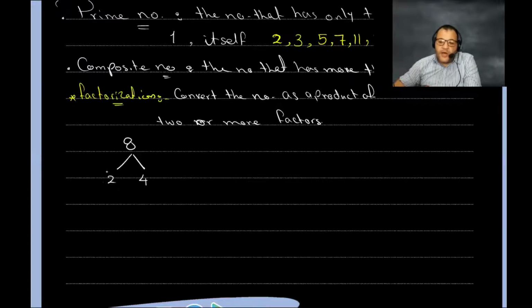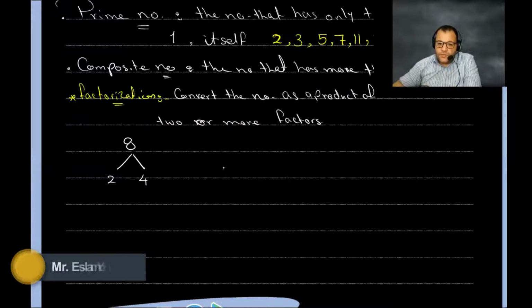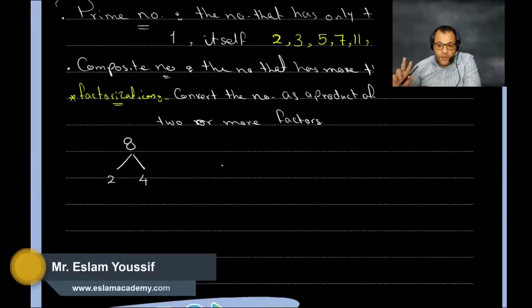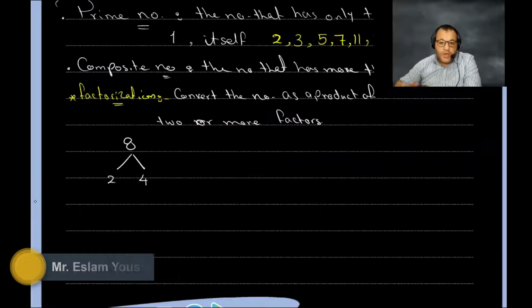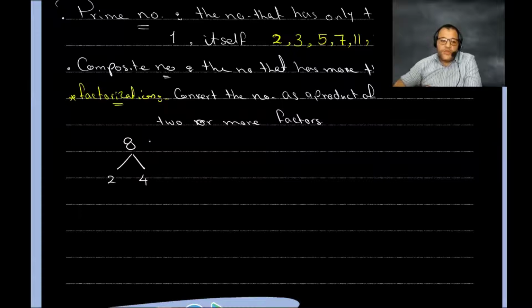So is 2 a prime number or a composite number? Can you find any two numbers whose product is 2, except 1 and 2? No. So now 2 is a prime number. So put 2 inside the circle. If you find any prime number, put it inside the circle.